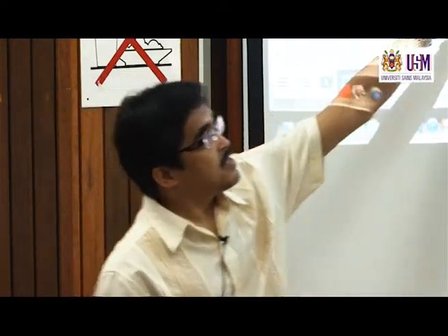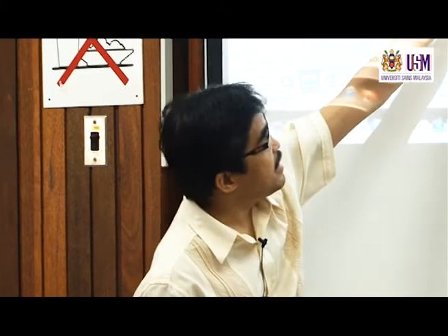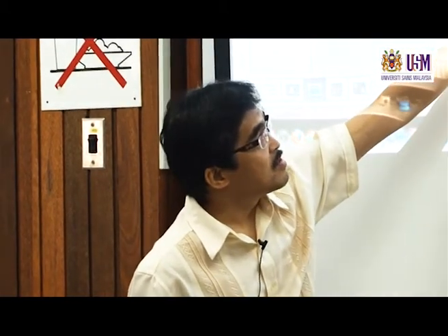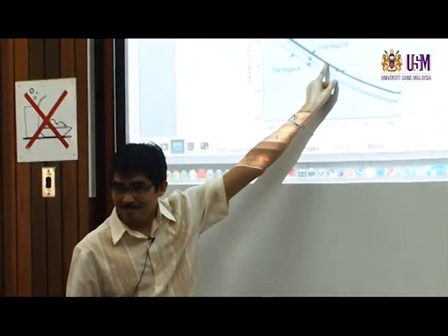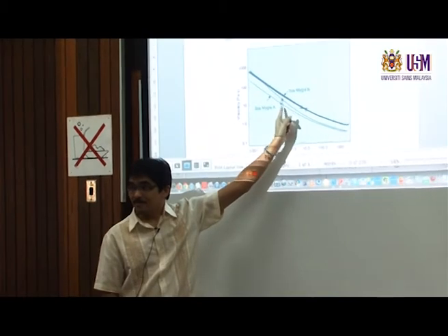But once they begin to flow, now they flow differently. And obviously, when we increase the shear rate, sample A flows more readily compared to sample B. Look at the slope. That's how you read the flow curve.